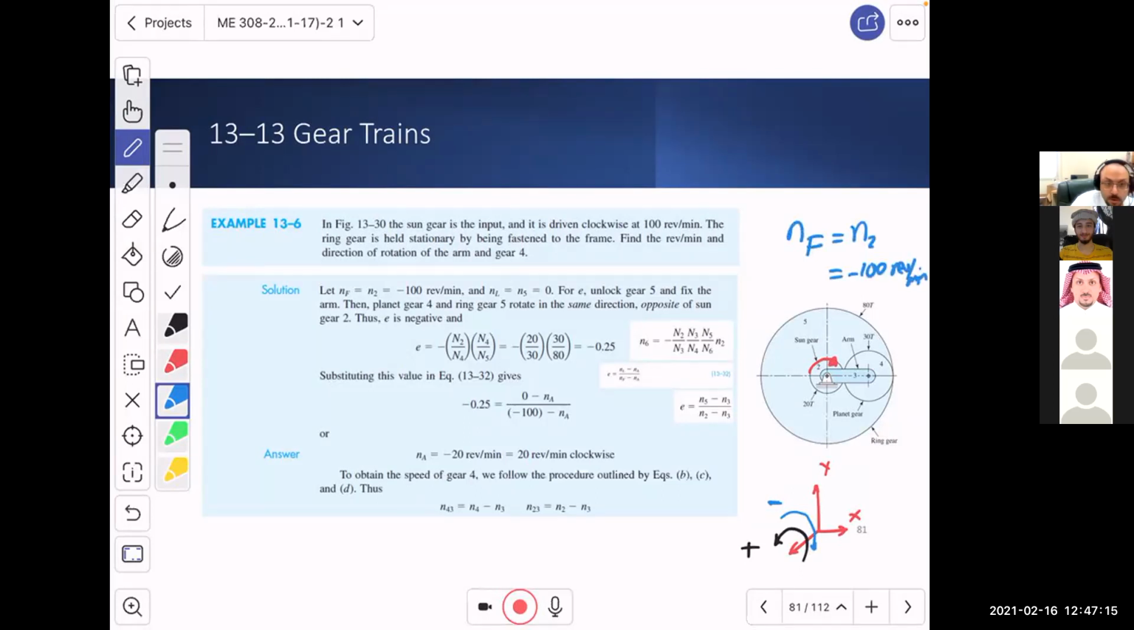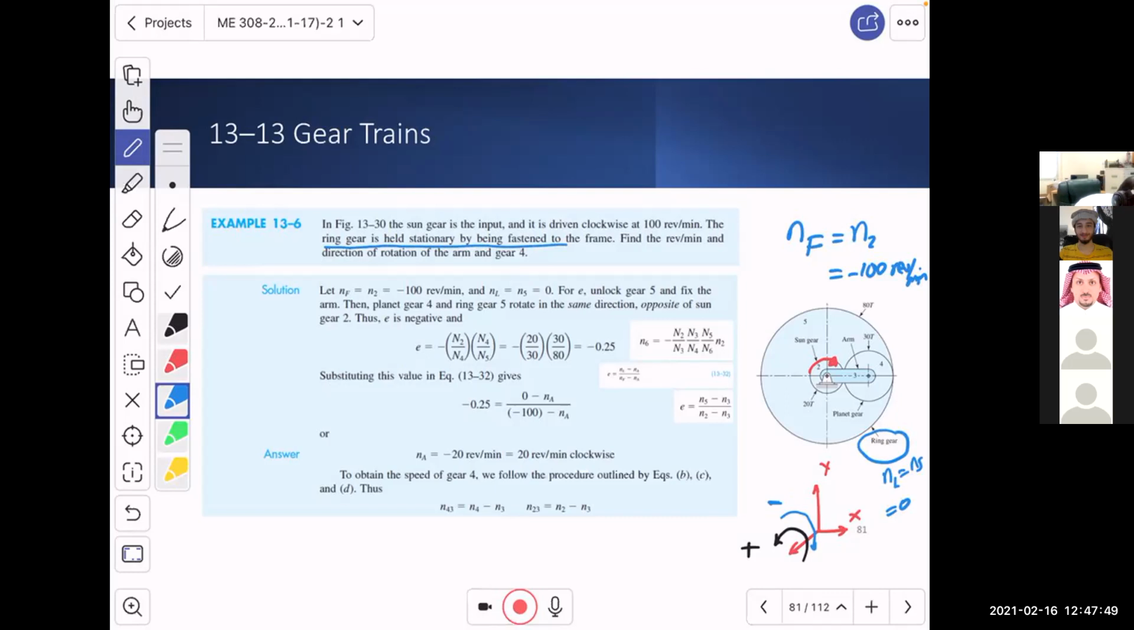Then we have the last gear, which is N5. That's the last gear. So NL, which is N5, is equal to 0. Why? Because it says that the ring gear is held stationary by being fastened to the frame.